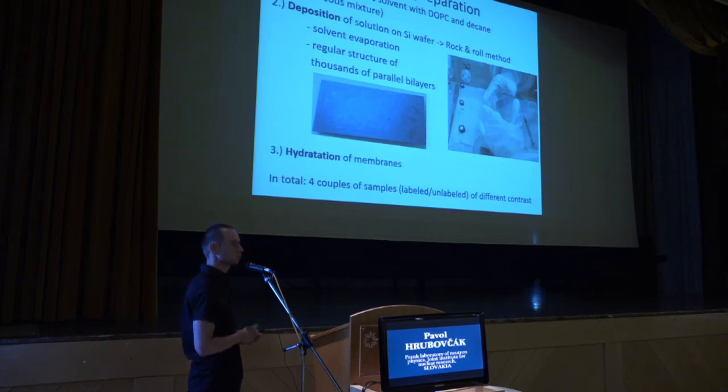And such solution we spread on a silicon wafer, and employing a rock and roll method in a glove box, we were slowly evaporating the solvent. In the end of this process, we obtained a regular structure of thousands of parallel bilayers. This is what you can see on the picture. Before the measurements, all the samples were hydrated by water. In total, we obtained 4 couples of samples with labeled and unlabeled molecules of decane of different scattering contrast.